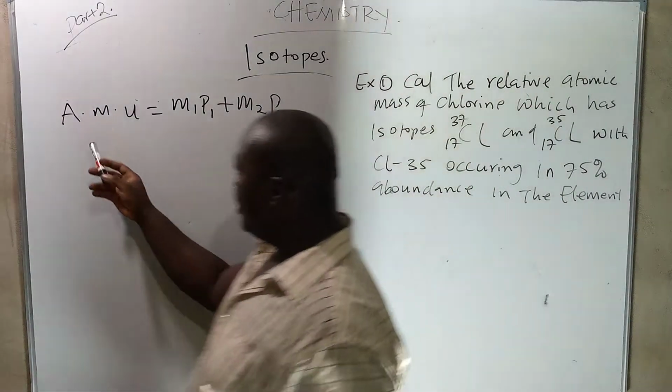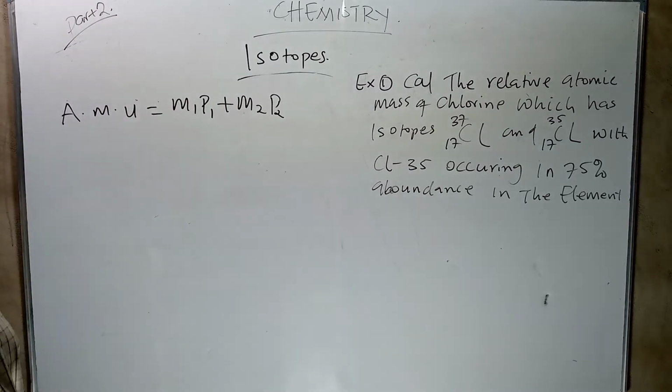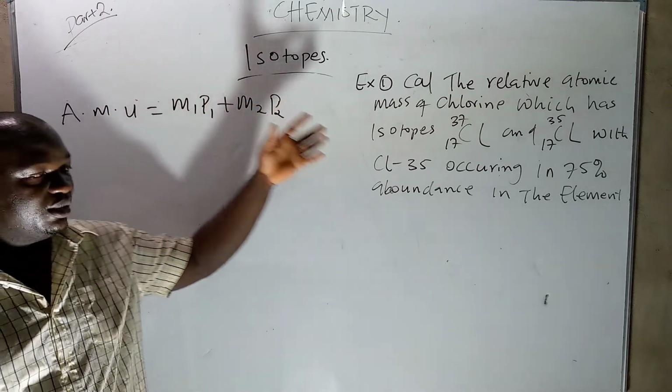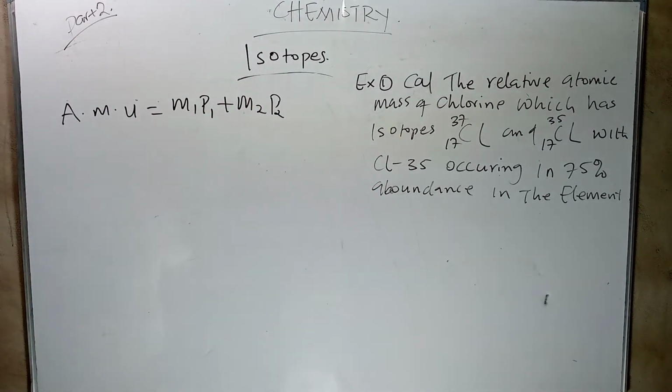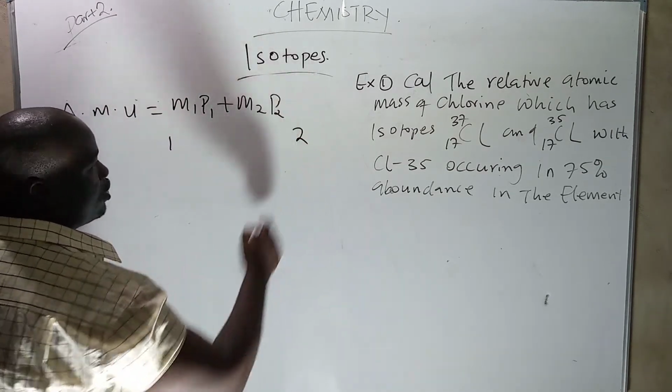Now, like I said, the atomic mass unit is equal to M1, the mass of the first element, times P1, the percentage abundance of the first. Then M2 is the atomic mass of the second element, times the relative abundance, sometimes called the percentage relative abundance, of element 2. From this question it's very simple. You can see that we have the first element, and we have the second element.